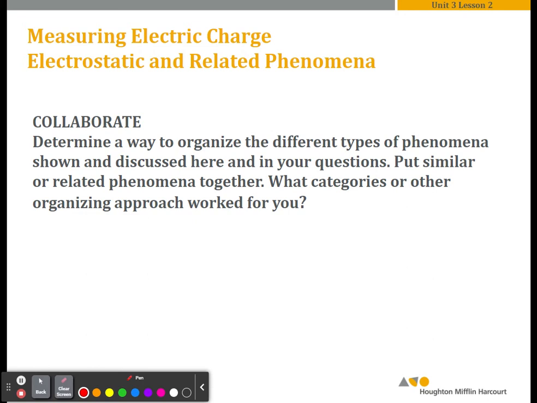Think about how you could organize the different types of phenomena we just saw, and that you mentioned in your questions. Think about how you could categorize those. How could you put similar or related phenomena together? Could you put them in some kind of order? Would you order them by the perceived strength? How would you determine the strength of the forces? How do you even determine force on some of those, like a spark or lightning? Would you organize them by the size of the objects involved, or by the distance from which the forces appear to act?